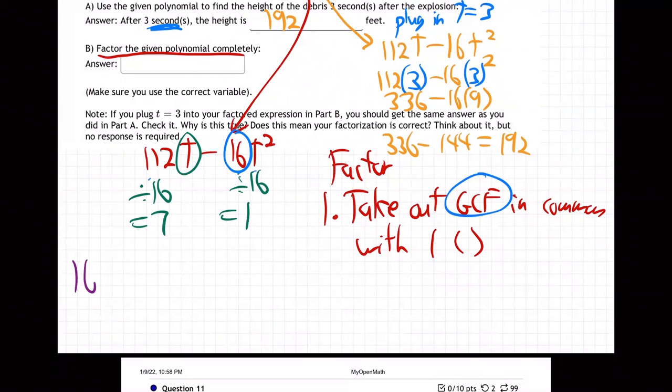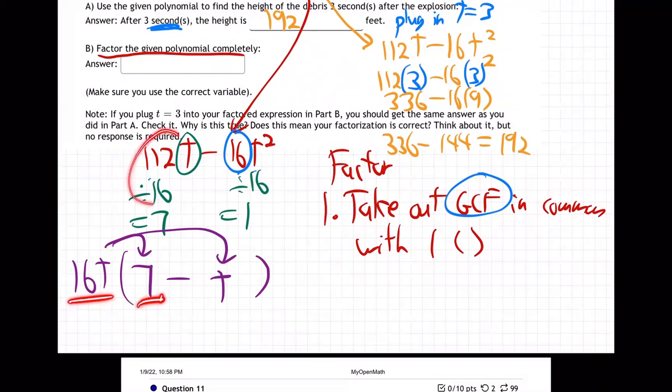So then you do put the 16 in the front with the t. And then what does that leave? 16t times what? 7 minus 16t times what? T. Right? 16t times 7 will make 112t. And 16t times t will make 16t squared. And there we are, we're done right there. We can't go any further. Why not? Because this is just first power. You can't break it down anymore. It's just done right there.